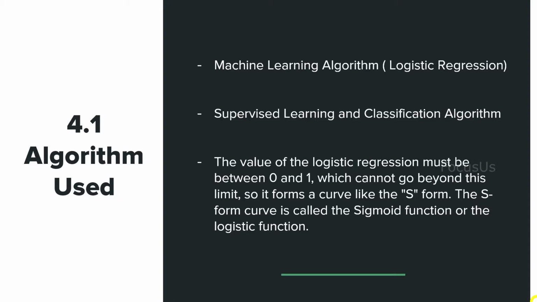Logistic regression is basically a supervised learning and classification algorithm. The value of logistic regression must be between 0 and 1. Why is that? We'll see in a second. But since it must be between 0 and 1, it forms something like an S-curve, and the S-curve is called the sigmoid function, or basically the logistic function.